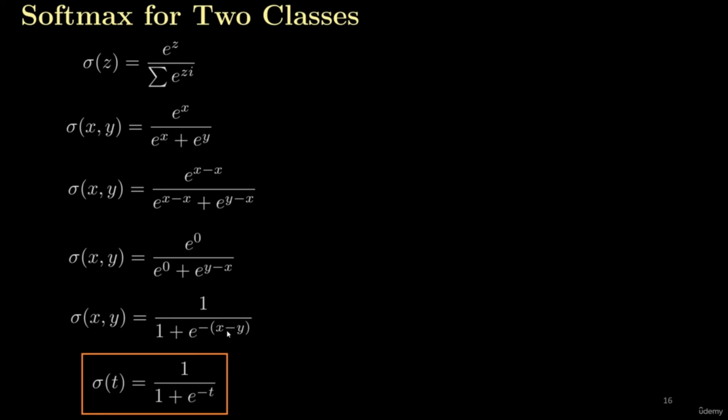If I replace x minus y with t, in that case I can see that this is the equation of a sigmoid function, which we learned in the previous section of this course, the section on activation functions. So with this small mathematics, we have proved that the softmax function for two classes is equal to the sigmoid function.